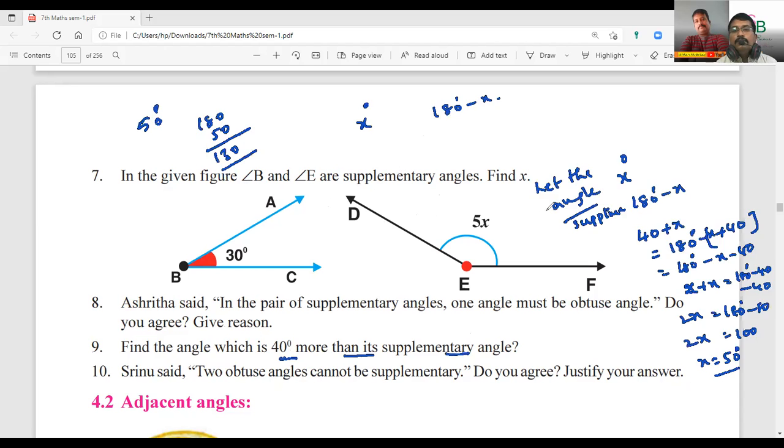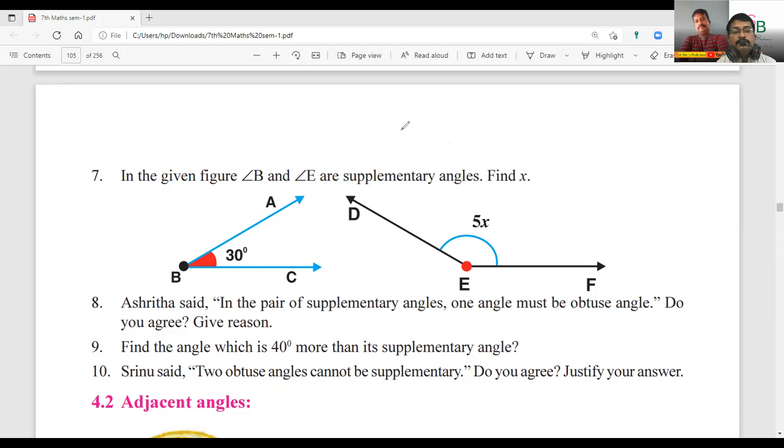So 180 minus x. Find the angle which is more than its supplementary angle. So what is the supplementary angle of this?